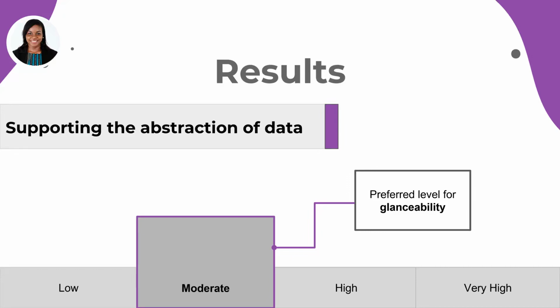Here we found that the preferred level for glanceability was a moderate level of granularity. If the granularity was too low, it was good in the sense that you could quickly understand what was happening, but if it was too high, then it was too much information and participants would not understand what was happening. At the moderate level, participants were able to capture necessary information that would help them to gather what's happening, without being overwhelming.